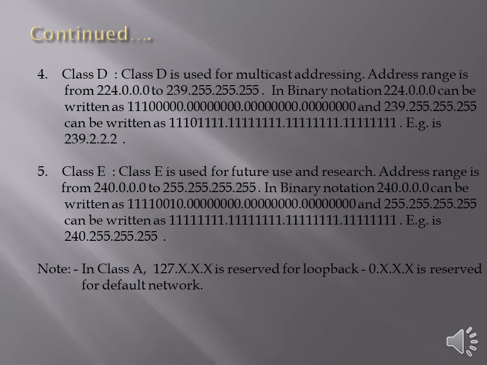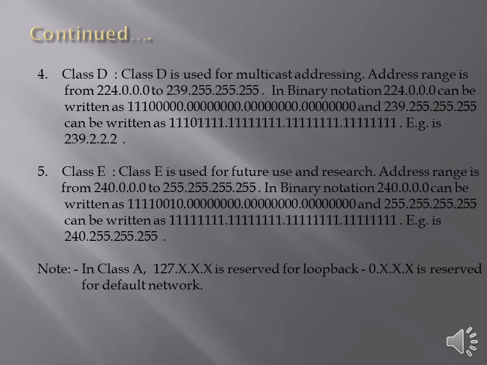Class D. Class D is used for multicast addressing. Address range is from 224.0.0.0 to 239.255.255.255. In binary notation, 224.0.0.0 can be written as 111 and all zeros. 239.255.255.255 can be written as 11101111 and all ones in all three remaining octets.